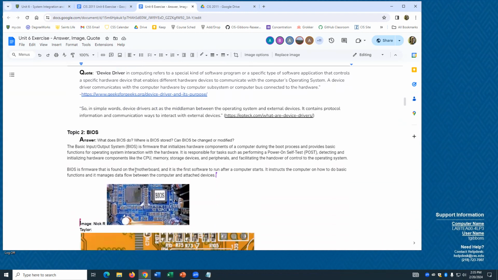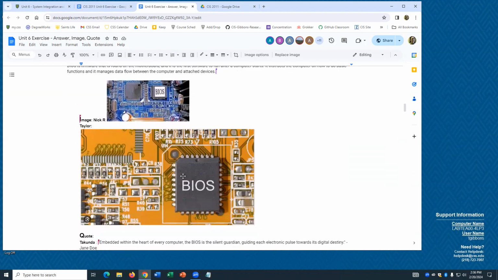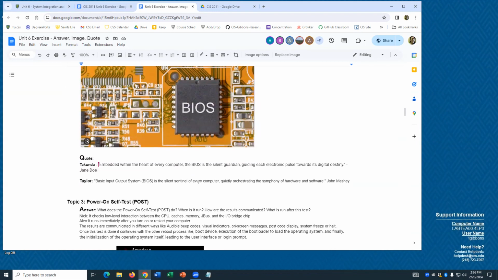All right, BIOS stuff. And that gets labeled as BIOS here. So how about someone who did one of the quotes? Where'd you get these quotes? I should ask you to cite these quotes here in the source. Taylor or Kunda, where'd you get the quote from, or do you remember? ChatGPT. All right. Here: the BIOS is the silent guardian guiding each electrical pulse towards its digital destiny. Gotta like that.